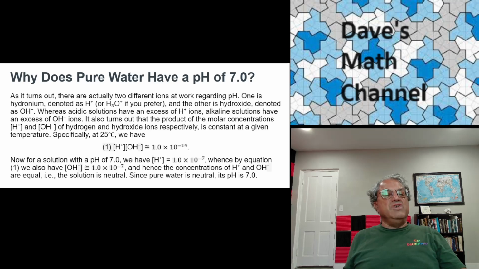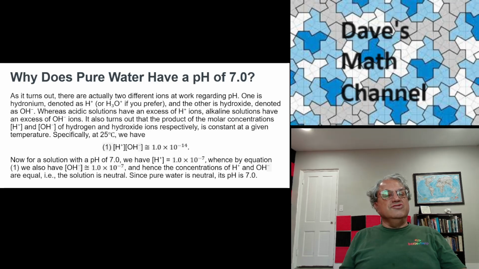Of course, it's temperature dependent. This is actually only strictly true at 25 degrees Celsius, which just happens to be close to room temperature. I guess it's a little warmer than room temperature. It's about 77 degrees Fahrenheit, I guess. That would be maybe a sunny day at the beach. But anyway, at that temperature, this product is equal to 10 to the minus 14.